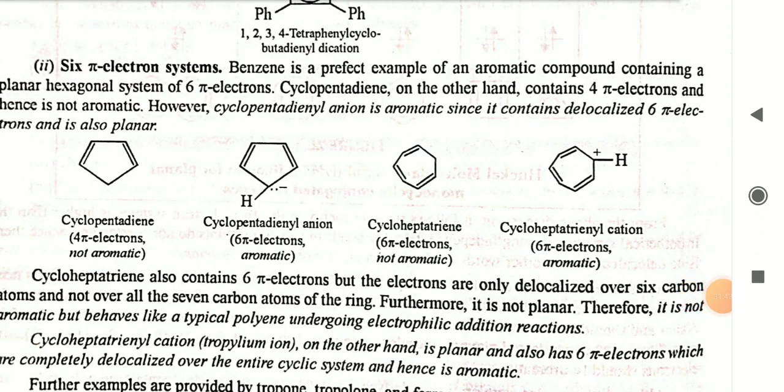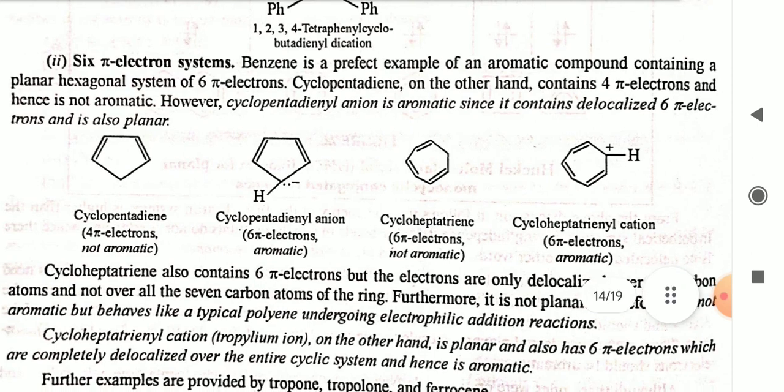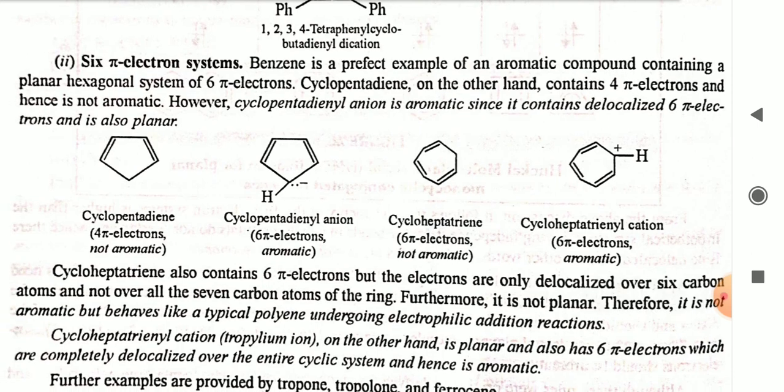Second, 6 pi electron systems. Benzene is a perfect example of an aromatic compound containing a planar hexagonal system of 6 pi electrons. Cyclopentadiene, on the other hand, contains 4 pi electrons and hence is not aromatic. However, the cyclopentadienyl anion is aromatic since it contains delocalized 6 pi electrons and is also planar.